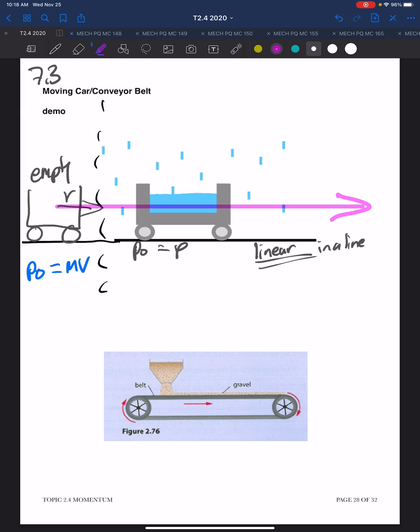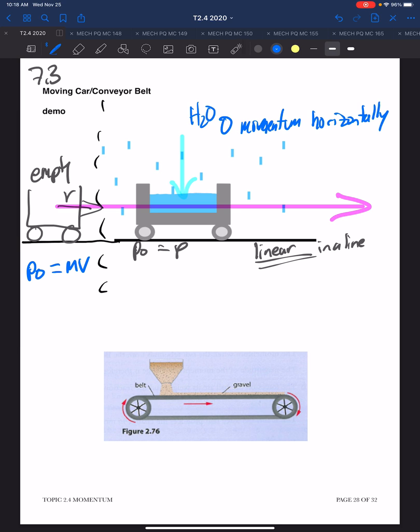As the cart moves from this area of no rain into an area where there is rain, it will start collecting the rain. Now, the rain itself does have momentum, but its linear momentum is perpendicular to the linear momentum of the cart. So the rain has zero momentum horizontally. But since it falls inside that cart and gets caught, it will take momentum from the cart.